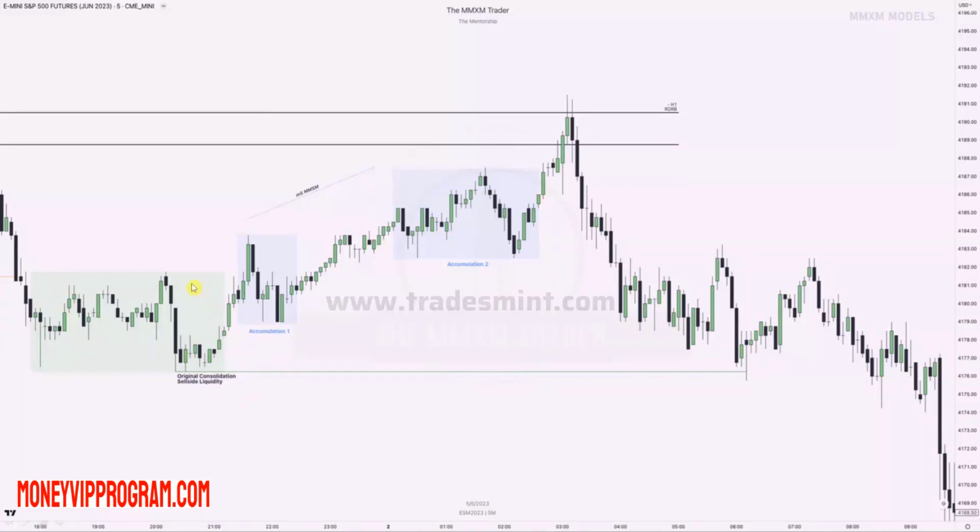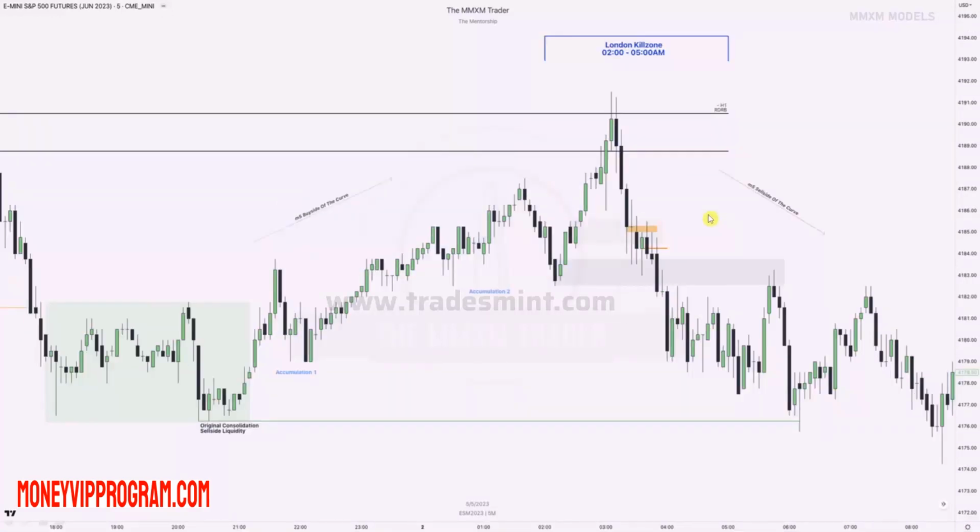So over here we've got that original consolidation with sell side liquidity, right? Also equal lows. So a very nice target for sell side. Accumulation phase 1, accumulation phase 2, buy side of the curve. Once we hit that PD array up here, then we can go into sell side of the curve, and now every up close candle should resist price going lower.